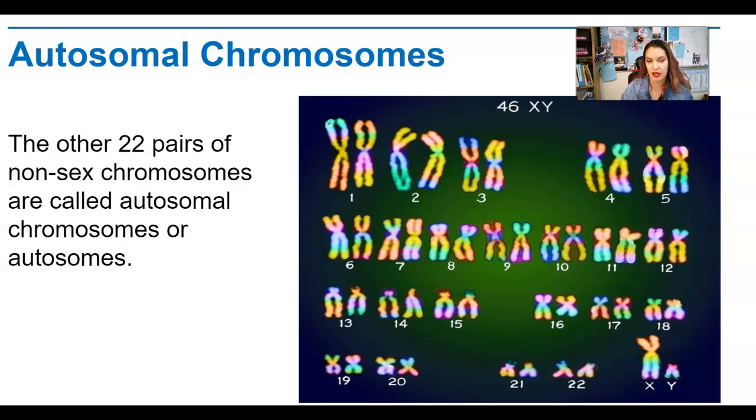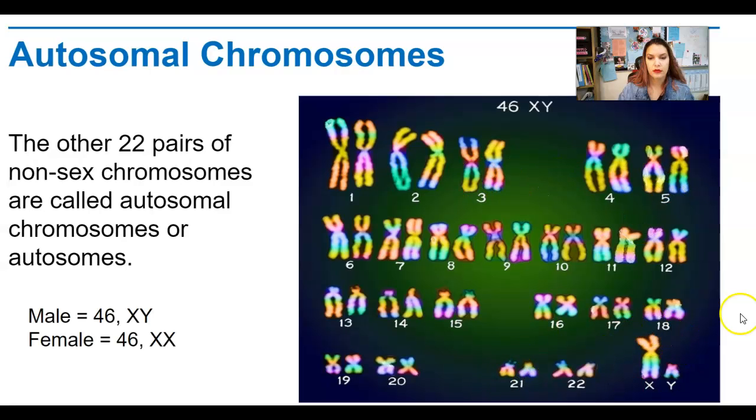Okay, so autosomal chromosomes, what that just means is it's all the other 22 pairs of chromosomes that are not sex chromosomes. So all of these 22 pairs are considered autosomes. And then we have our last pair, our 23rd pair, that are the chromosomes determining sex, male versus female. There are 46 total, and males, again, are XY, and females are XX.